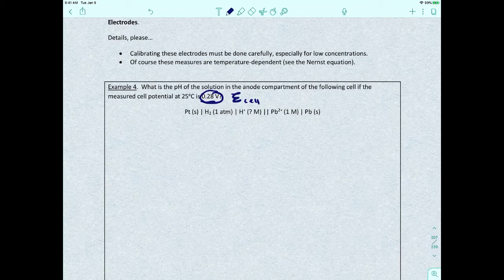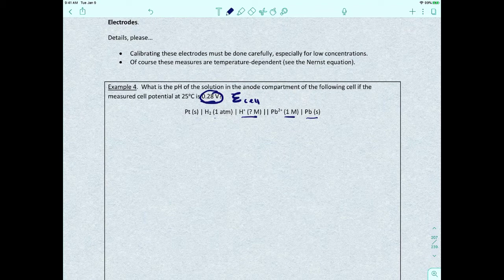And I give you the cell notation. You've got platinum, then hydrogen, then a concentration of H plus ions, and that's one side. That's your anode. You've got lead 2 plus, and then solid lead, and that's your cathode side. The concentration of lead 2 plus is 1 molar. You've got solid lead, so that's not going to factor into the equilibrium.